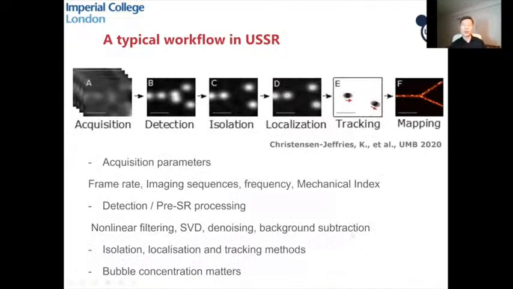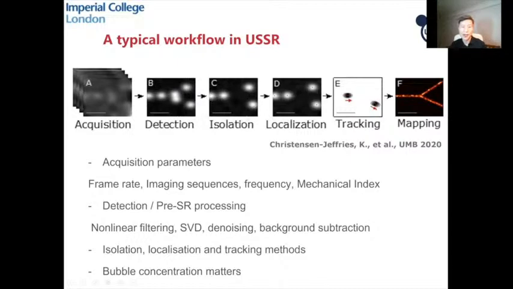Okay, so what do you need to do to generate this super resolution? This is a typical workflow in ultrasound. USSR stands for ultrasound super resolution. First step, you need to acquire the data. So you transmit a pulse, receive the echo, and you get your data. The second part is about detecting the agent. It's like making the surrounding tissue structures dark, so that you can make the agent signal stand out. So that's the detection stage.